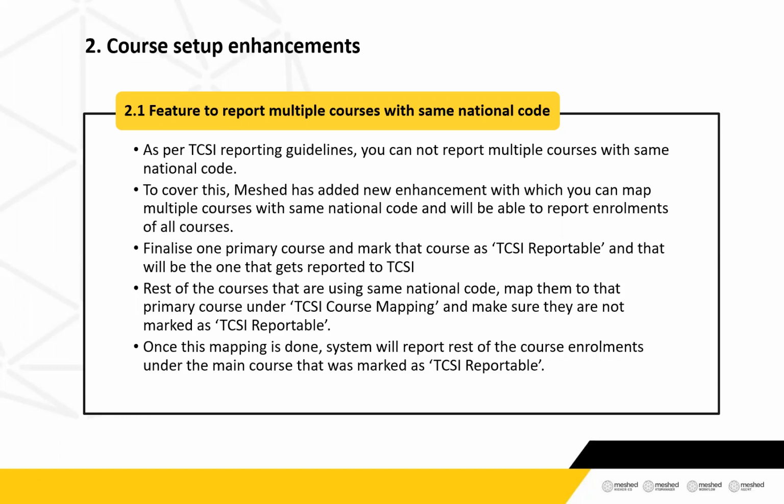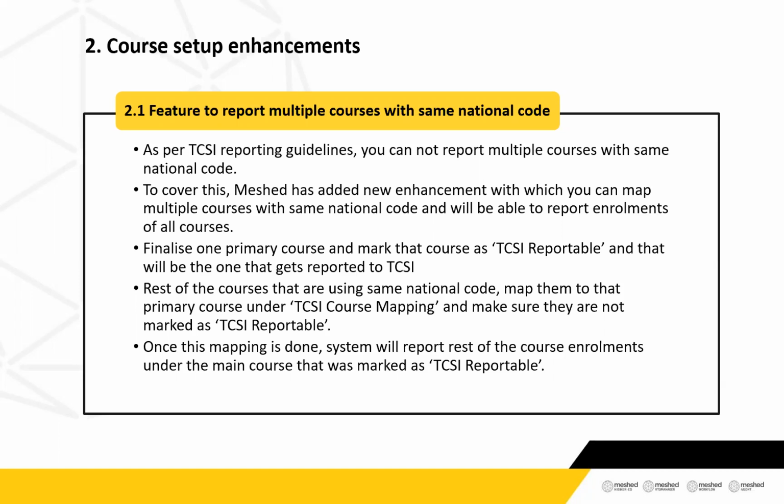As most of us know, based on TCSI reporting guidelines, we are not allowed to report two or more courses with the same national code. But we have seen that most of the time providers need to create replicas of the same course just to segregate their data. For example, they create a separate course for domestic students and a separate course for international students. But both these courses are the same, so they end up using the same national code. When you try to report these two course records with the same national code, you'll receive an error from TCSI. To cover this, we have added this enhancement.